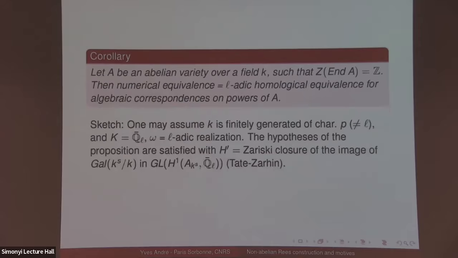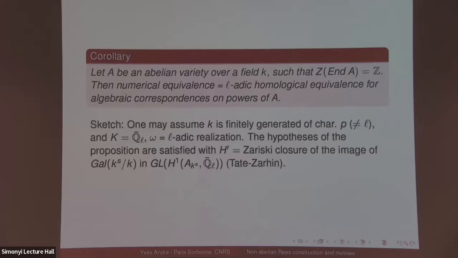For the application to abelian varieties, we take an abelian variety A over a field K, such that the center of the ring of endomorphisms of A is Z. I don't assume that K is algebraically closed. Then numerical equivalence is the same as l-adic homological equivalence for algebraic correspondences on powers of A.